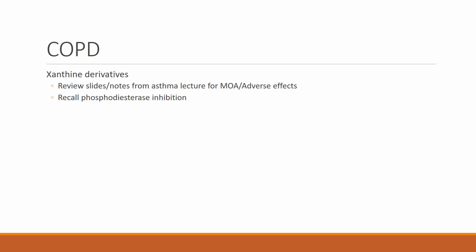Next up are the xanthine derivatives. That's the theophylline. So look over that information, but just remember that we talked briefly there about it having that phosphodiesterase inhibition, and that's real important because it was used quite a bit in COPD patients, and it does help because of that.